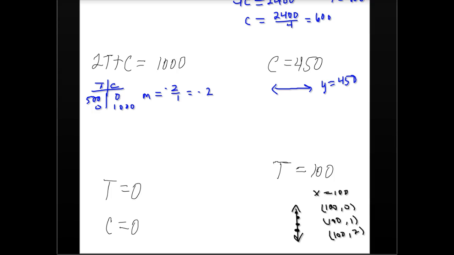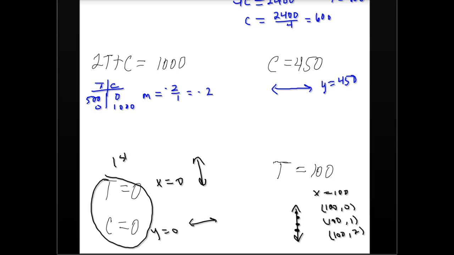These two together, the t equals 0 and c equals 0, are acting like the lines x equals 0, which is vertical, and y equals 0, which is horizontal as well. And what these two things basically do is keep us in the first quadrant. And of course, if we were talking about quadrants here, we go counterclockwise to talk about them.